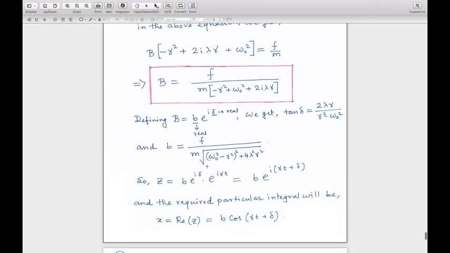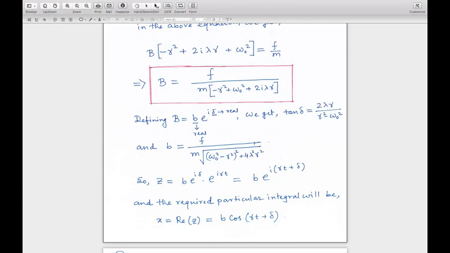Now b is in general a complex quantity. We define b as a real amplitude, small b, times e to the power i delta. So this is the phase part, and delta is also real over here. Then we get tan delta will be simply equal to 2 lambda gamma by gamma square minus omega 0 square. This one you can check. And b will be simply equal to F by m over root of omega 0 square minus gamma square whole square plus 4 lambda square gamma square.